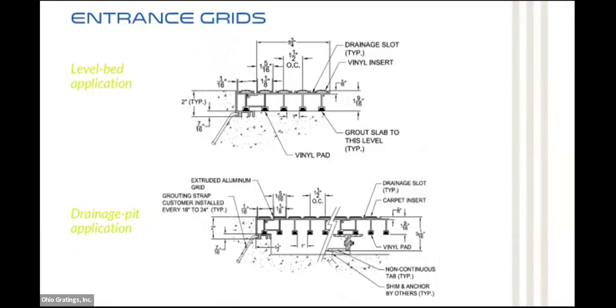So this entrance grid, a little bit different style. The section view here shows you that you can have this in a level bed application as well as a pit application. The shape of the extrusion allows you to have this versatility there. Again, you can have the same insert options as the other entrance rollout mats or entrance treads. So you have the variety of options there, from carpet inserts to vinyl inserts to rubber inserts, aluminum with traction safety applications as well.